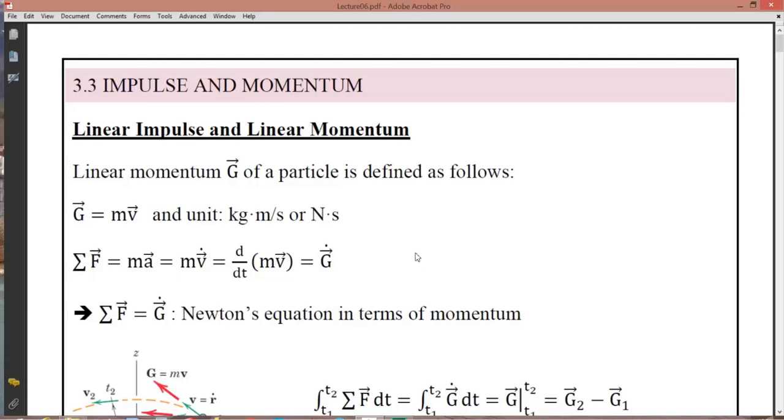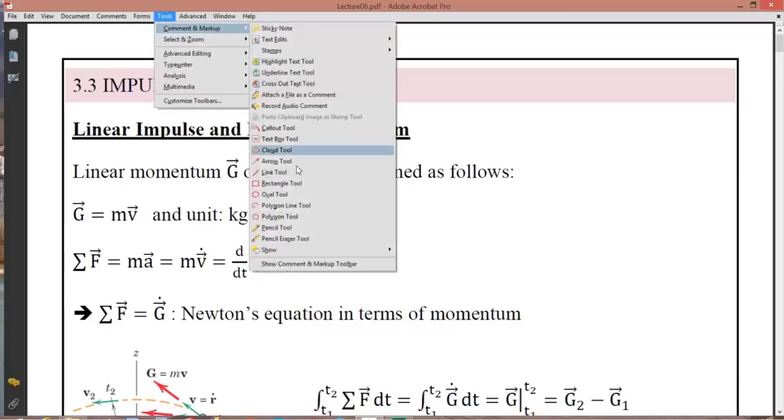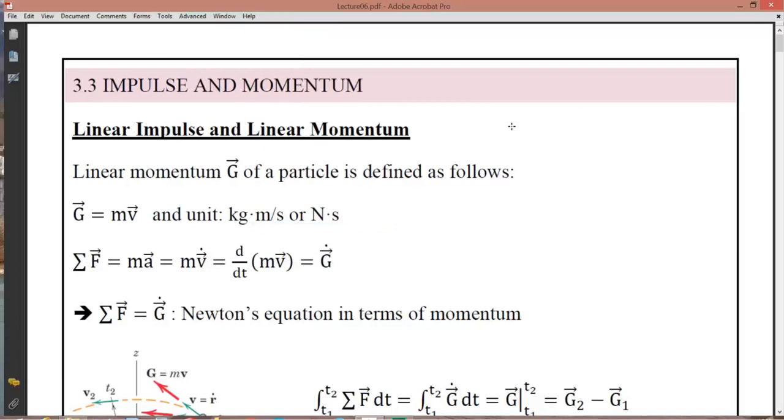The first part we're going to discuss is on linear impulse and linear momentum. In order to start our discussions, first off, we define the linear momentum of a particle. The letter we're going to use for the linear momentum is G. You will see in some books it is used as P as well, but in this course, we will use G, the capital G, to define linear momentum.